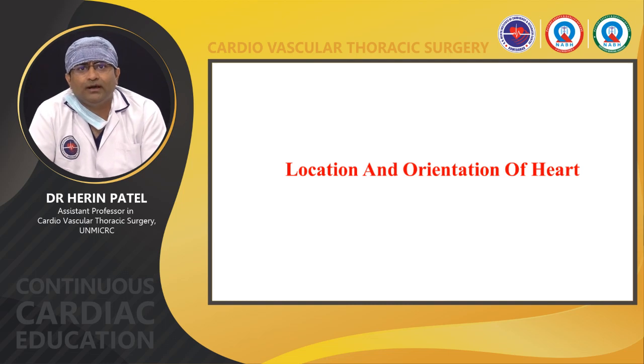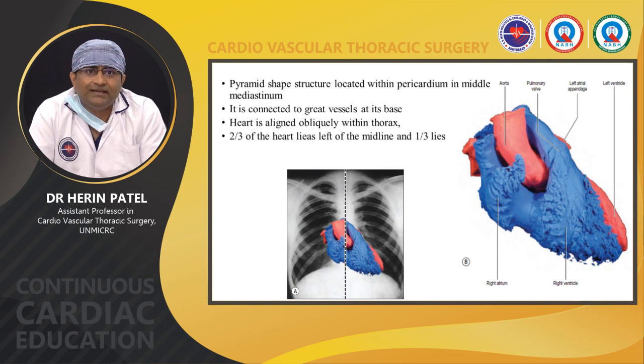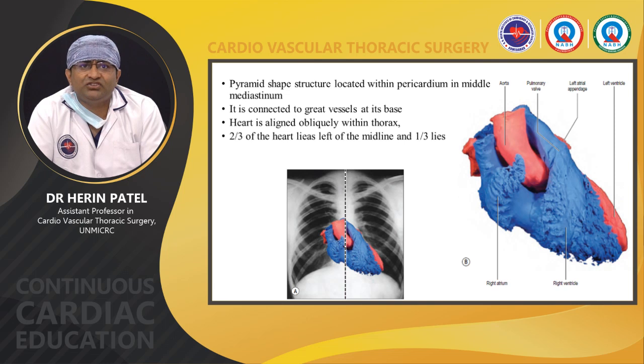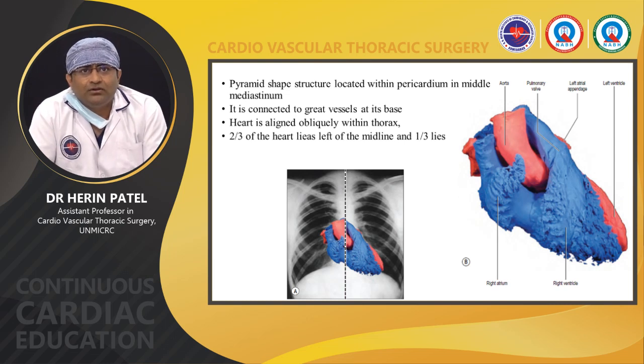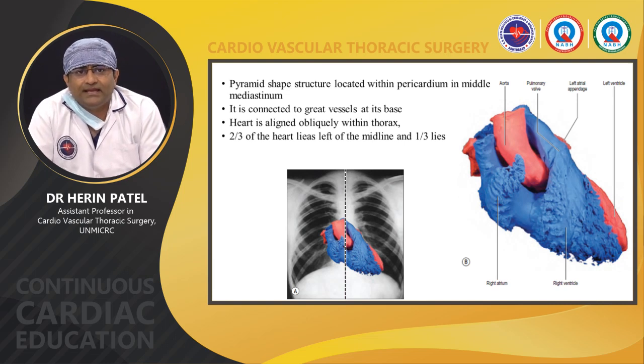Now we'll talk about the heart, its location and orientation. As I said, the heart is located in the middle mediastinum. It's a pyramidal shaped structure located within the pericardium in the middle mediastinum. It is connected to the great vessels at its base. It's an inverted pyramidal shaped structure. The apex usually lies superiorly, but here the apex is directed downward, forward and leftward.